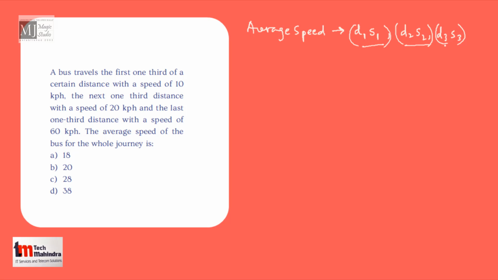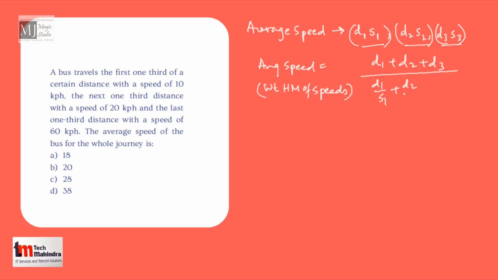Maybe like 3-4 sets of these data would be given. Then average speed is the weighted harmonic mean of speeds, isn't it? So the formula which we would be using to find average speed in this case would be (D1 + D2 + D3) / (D1/S1 + D2/S2 + D3/S3).